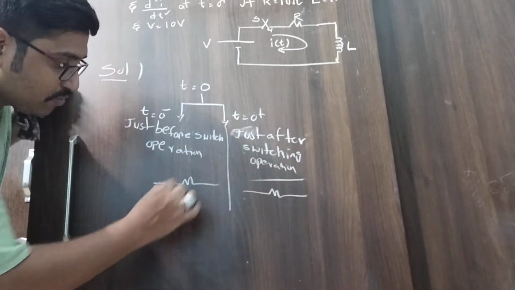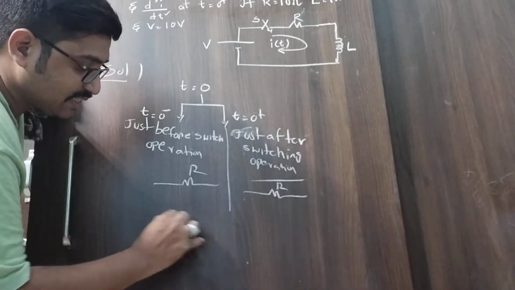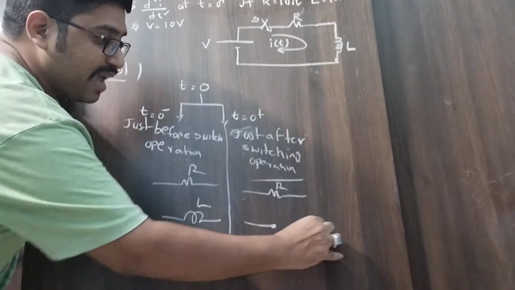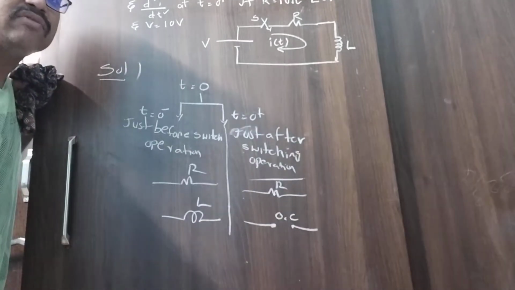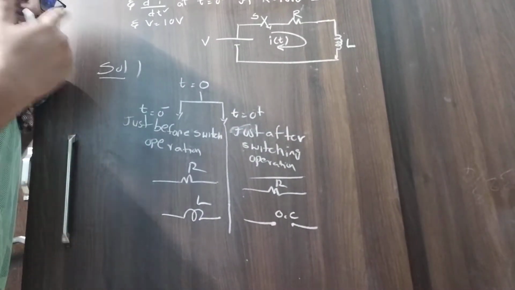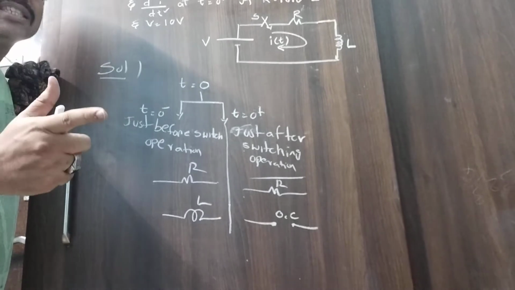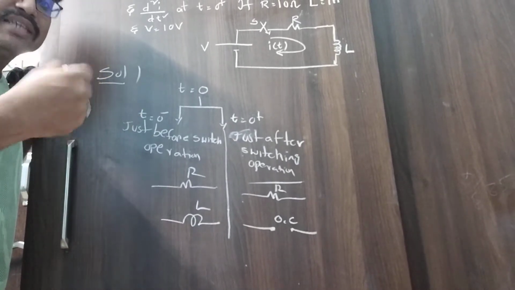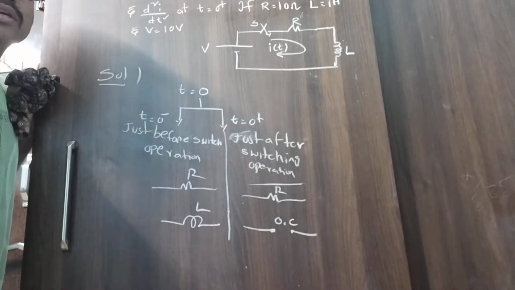At the same time we have an inductance. Inductance is represented by L. The inductance will act as an open circuit, because an inductor does not allow sudden changes when current flows through the inductor.